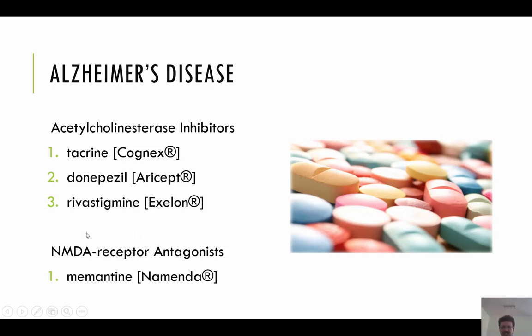There are also investigations of NMDA receptor antagonists and seeing if these are working in Alzheimer's disease. These drugs, unfortunately, are not cures and only seem to allow memory to last a little bit longer.